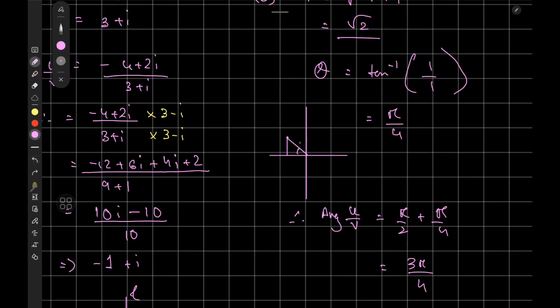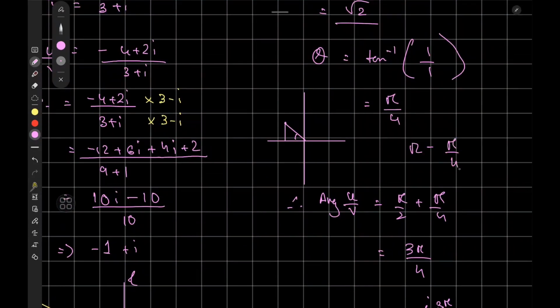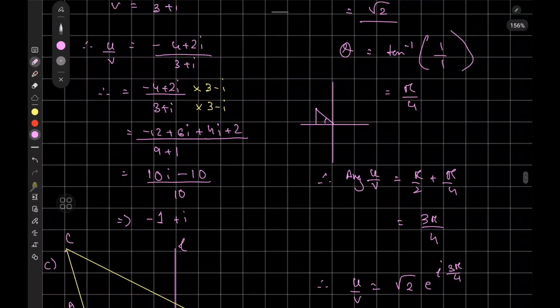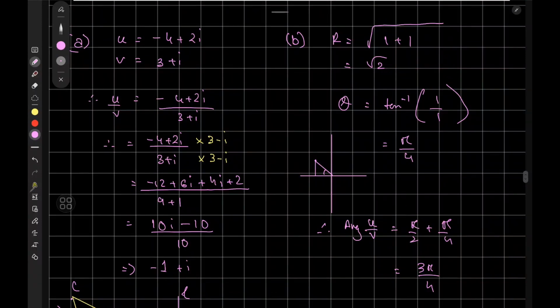So what is the argument? Argument is going to be 180 minus theta, or pi minus pi by 4, which is 180 minus 45 degrees. So now you will have the argument of z. The other way to do that is 90 plus 45 degrees, or pi by 2 plus pi by 4. Whichever you do, you're going to get the same answer. So the argument of u by v is 3/4 of a pi. Great. So you now know the argument and also the modulus.